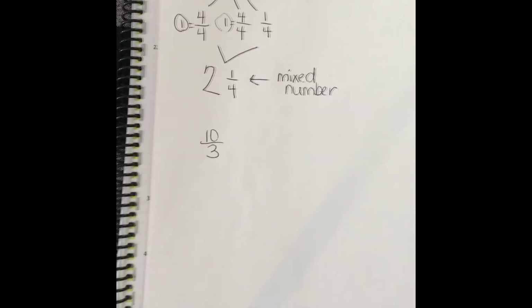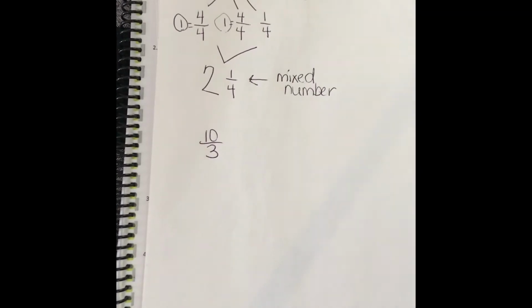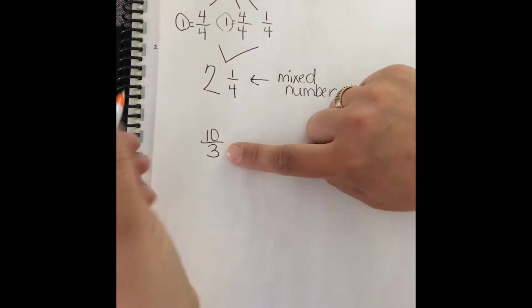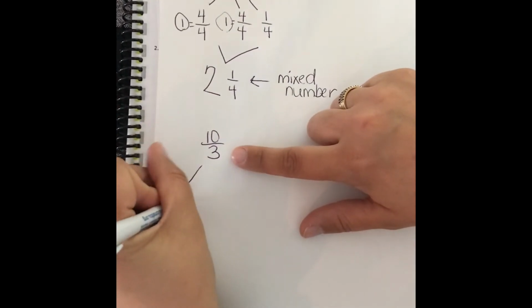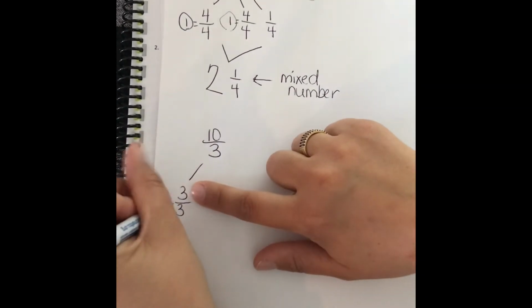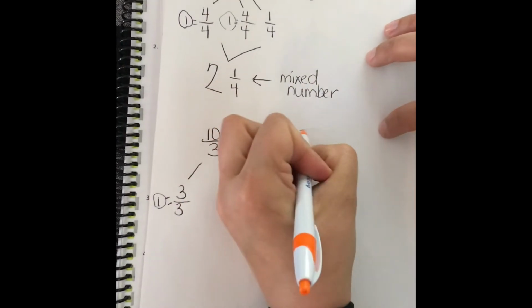Let's try another one. So now I have 10/3. If I have 10/3, I want you to think about, what am I taking out? What should I use as my whole number? How I decide is I look at my denominator. Because I'm dealing with thirds, I know if I take 3/3 out, it's the same as 1 whole. So I'm going to do 10 minus 3, and that has me left with 7.